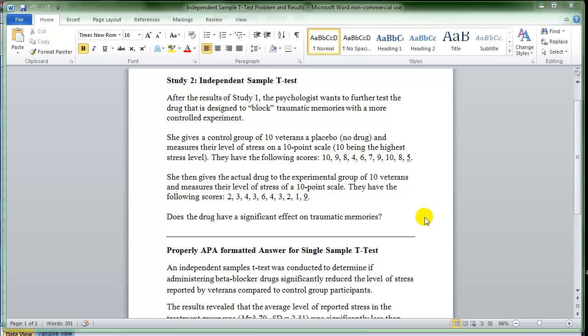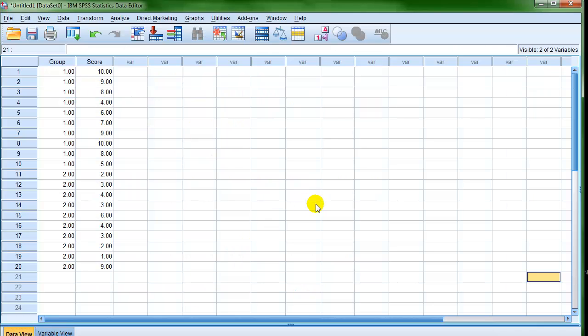Okay, so let me show you how to actually do the test, and we'll go to SPSS here where I've already set up the data file. What's important to note about this data file is that you have two columns of data, and the first column is a grouping variable. Okay, so this is similar to the lesson that we had on how to enter data into SPSS. I showed you how to do a grouping variable there.